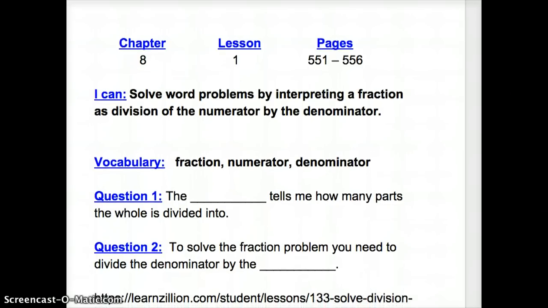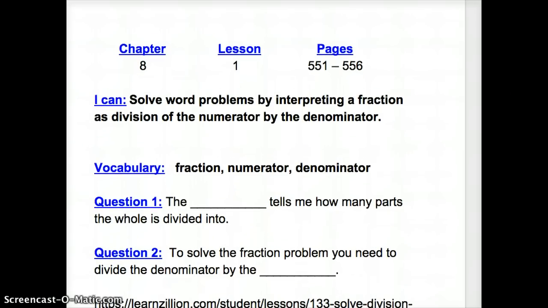Vocabulary: fraction, numerator, denominator. Question 1. The blank tells me how many parts the whole is divided into. Question 2. To solve the fraction problem, you need to divide the denominator by the blank.